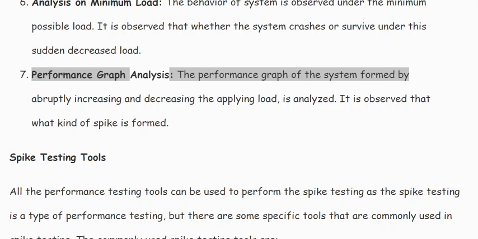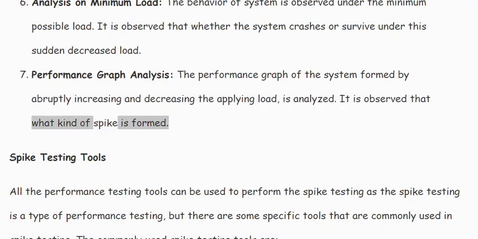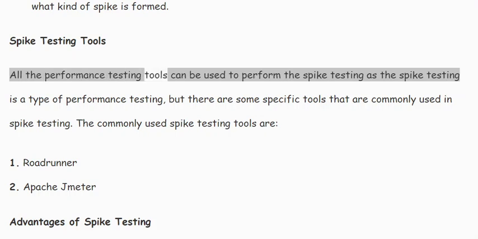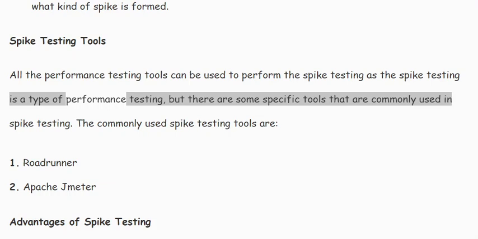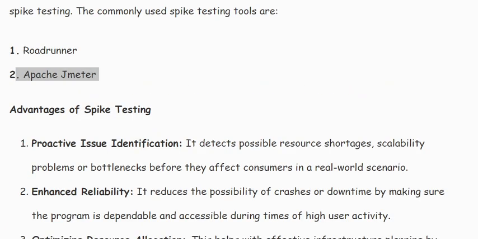Performance graph analysis. The performance graph of the system formed by abruptly increasing and decreasing the applied load is analyzed. It is observed what kind of spike is formed. Spike testing tools. All the performance testing tools can be used to perform spike testing, as spike testing is a type of performance testing, but there are some specific tools that are commonly used in spike testing. The commonly used spike testing tools are 1. LoadRunner 2. Apache JMeter.